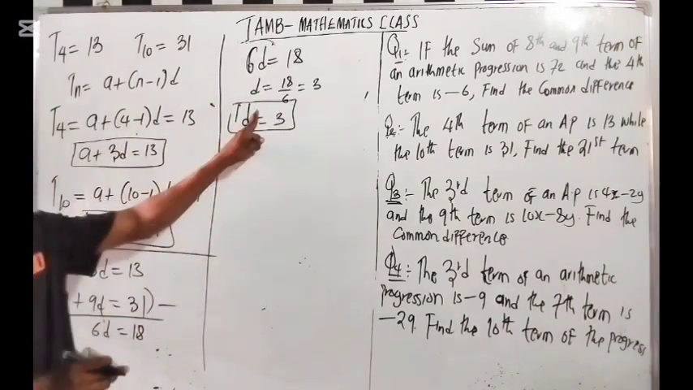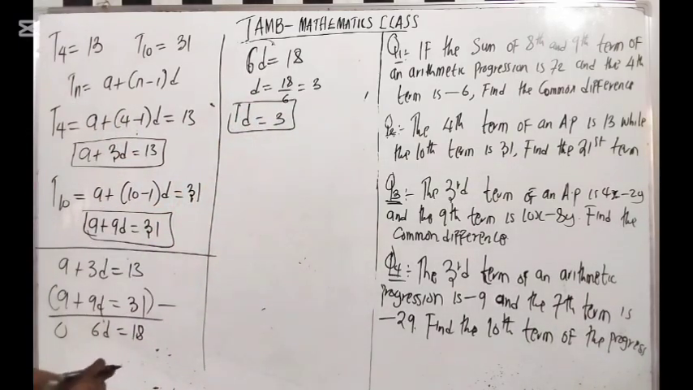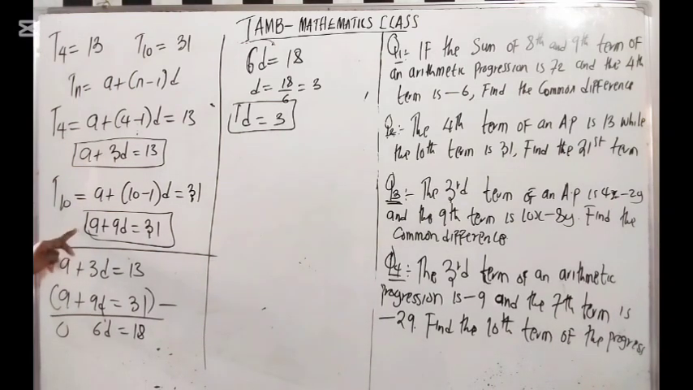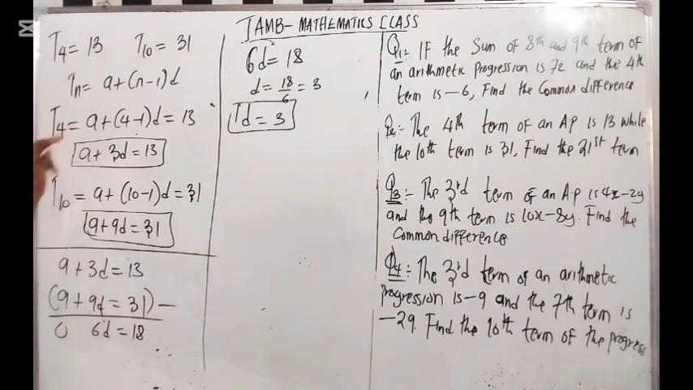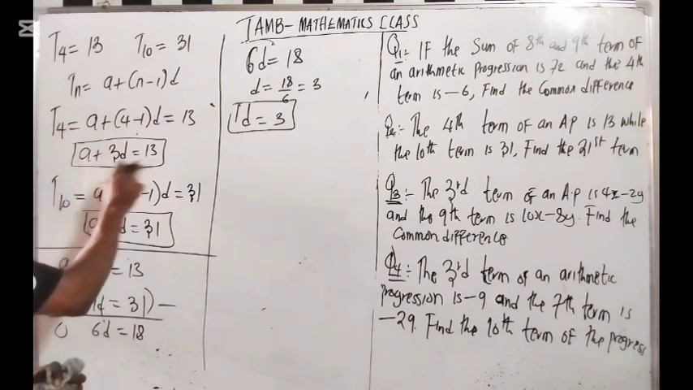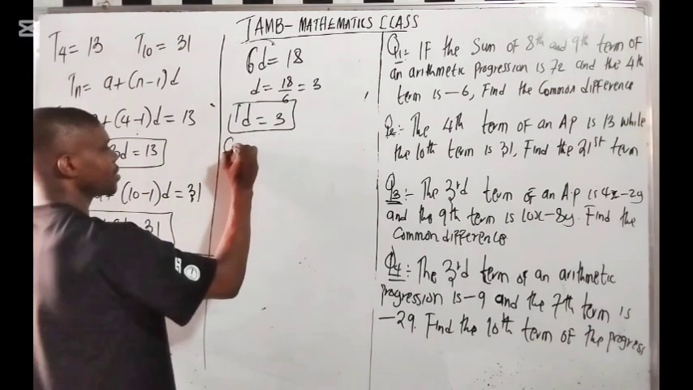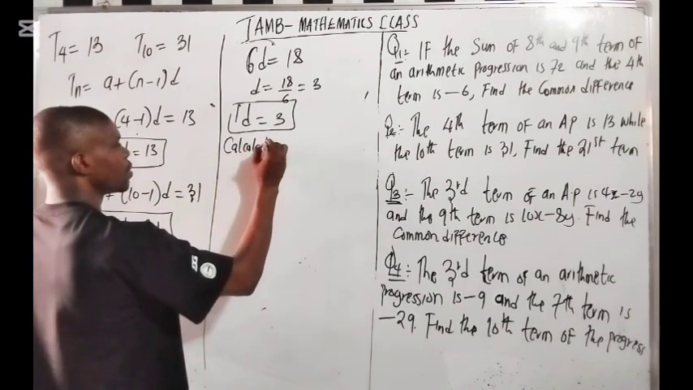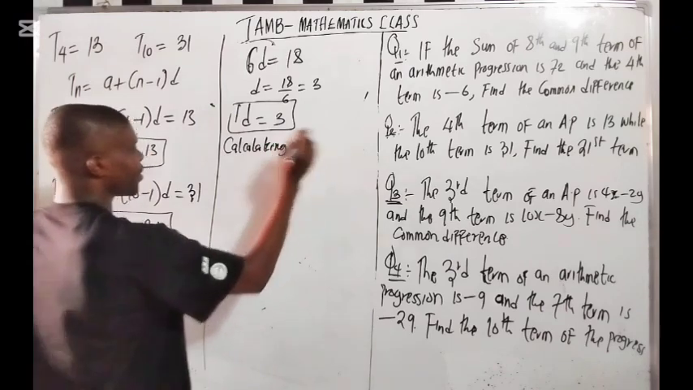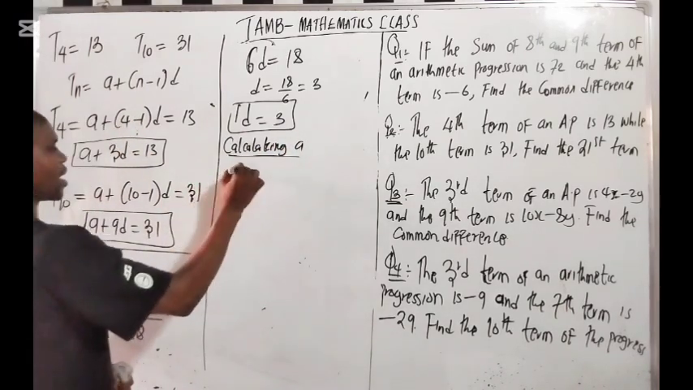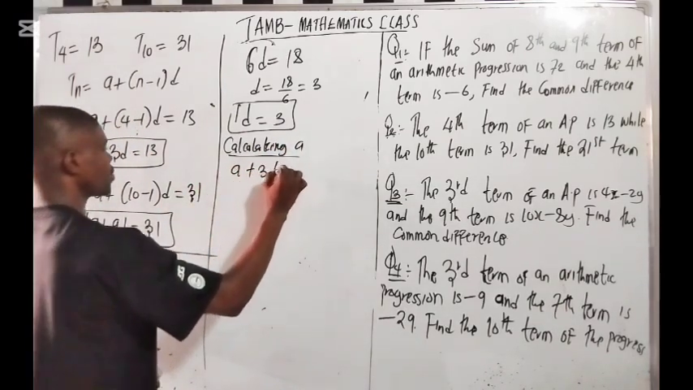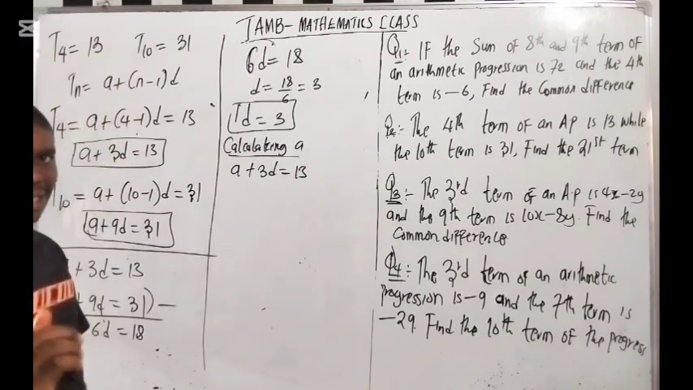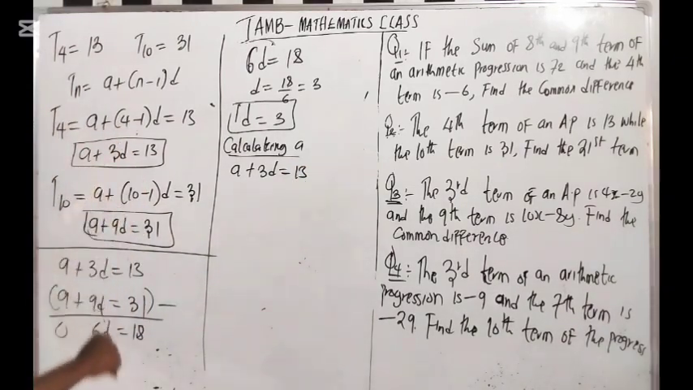Now after I got my d, the next thing to look for is my a. I can use either this one or this one here. I can use any of them. So let me use this one here to calculate my a. So it's going to be a plus 3d equals 13. Understand that I can use any one.